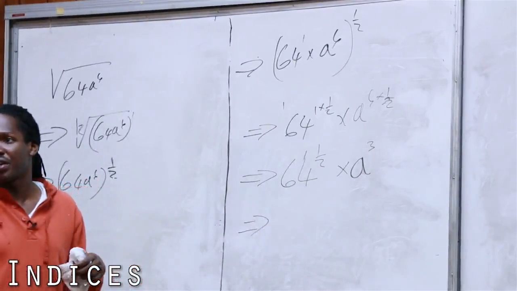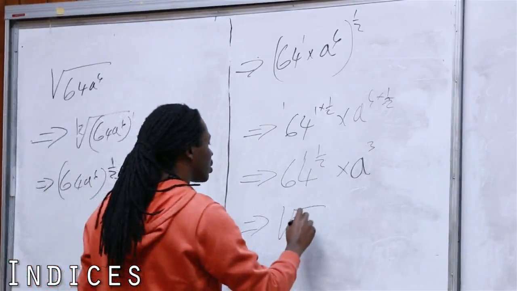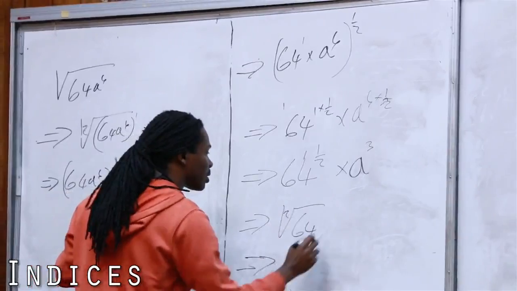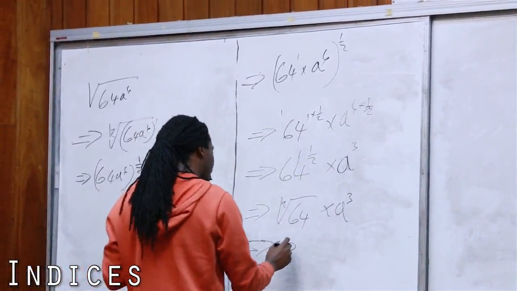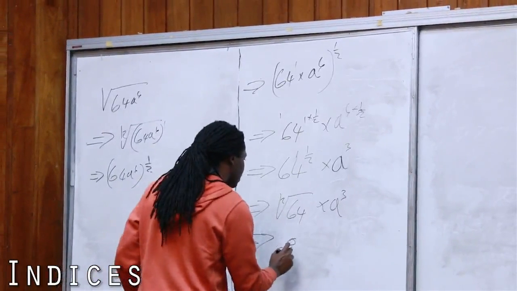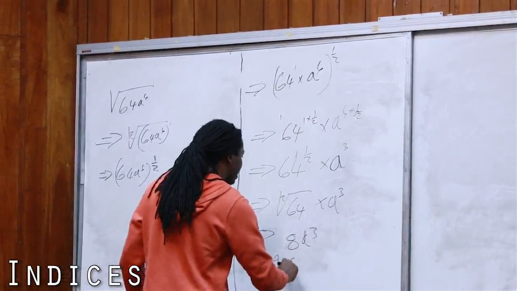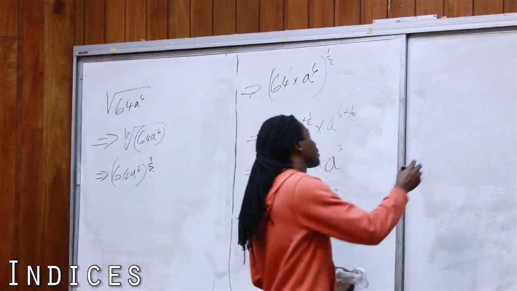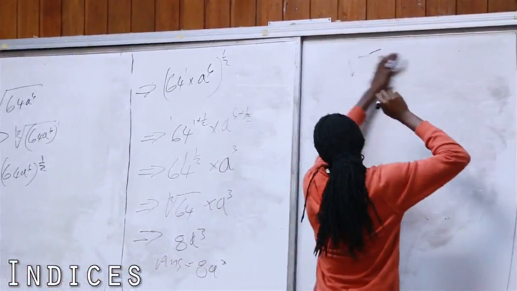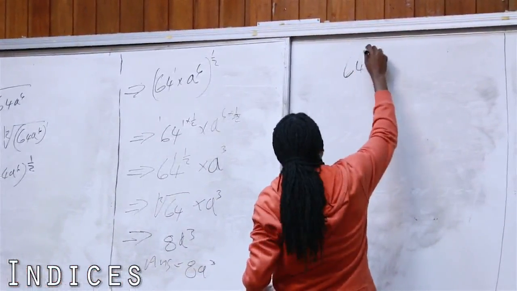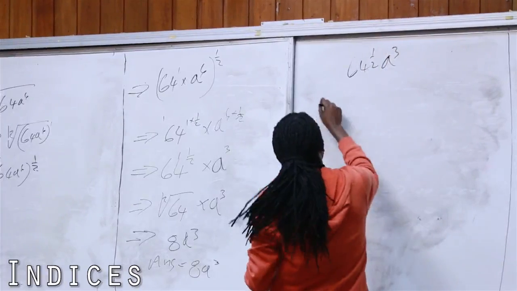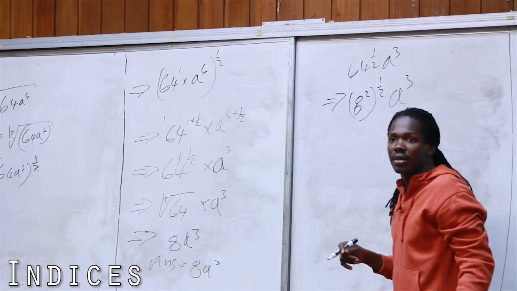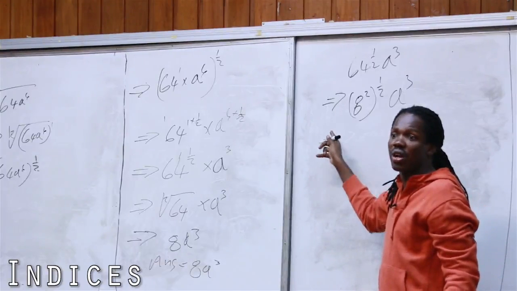64 to the half can be done 2 ways. The first way, root 64, which is 8, times a to the 3, equal to 8 a to the 3. Answer: 8 a to the 3. See that? Or, we could do it this way. 64 to the half a to the 3 implies 8 squared to the half a to the 3. You see that? Because 64 is 8 squared.